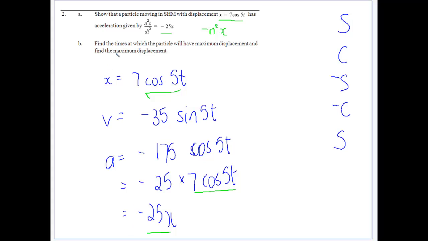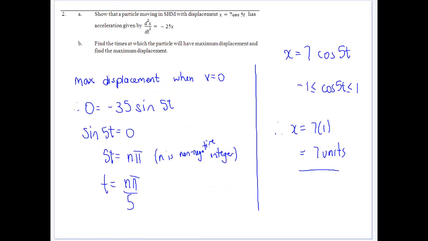Then we want to find the times at which the particle will have maximum displacement, and find the maximum displacement. There's a few ways we can do this. We know our maximum displacement will happen when v is equal to 0. So if that's the case, set v equal to 0 and solve that equation. Sine of 5t would be equal to 0, so 5t is equal to n pi, or the time would be n pi over 5. So those are the times.